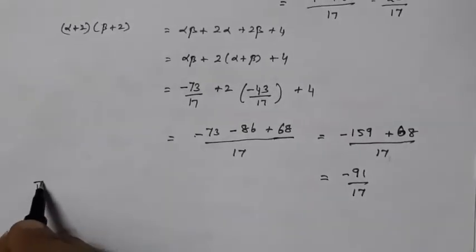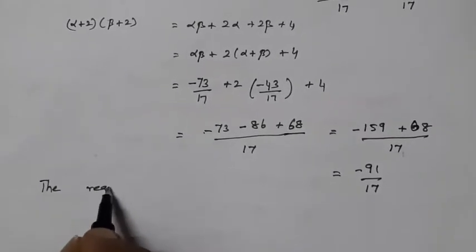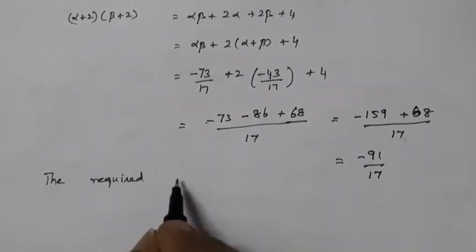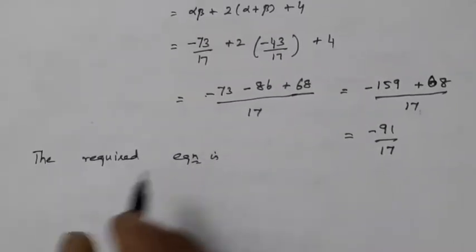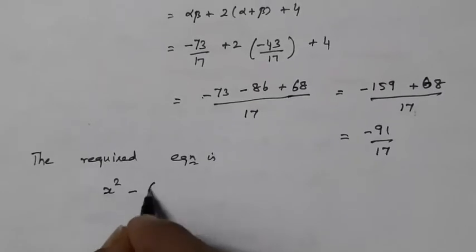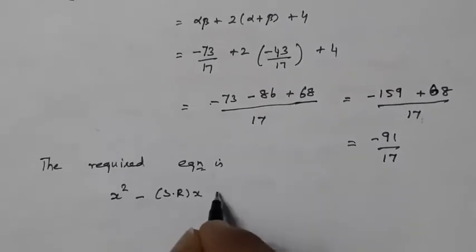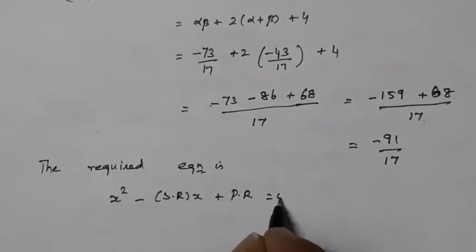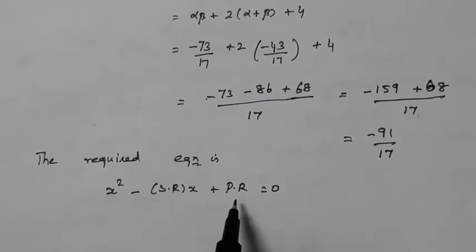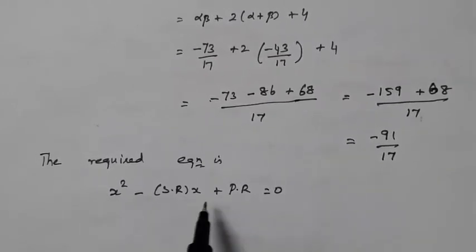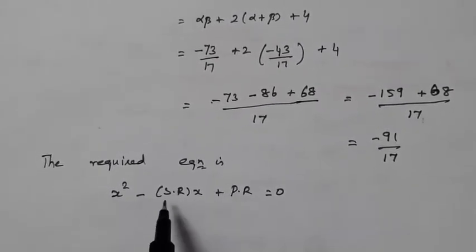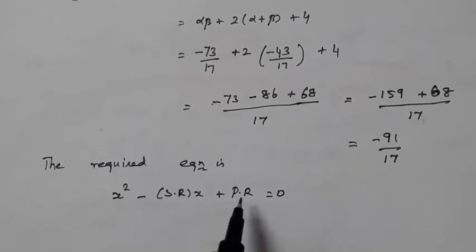Okay. Now after getting the values of the sum and the product, let us find out the equation. So the required equation is x squared minus sum of the roots into x plus product of the roots is equal to 0. That is sigma 1 and this is sigma 2. So as it is a quadratic equation, instead of using the symbol, we can write directly say as the sum of the roots and the product of the roots.